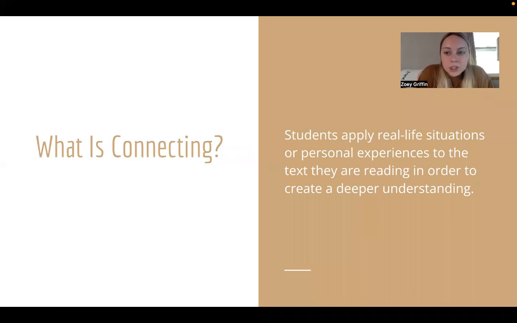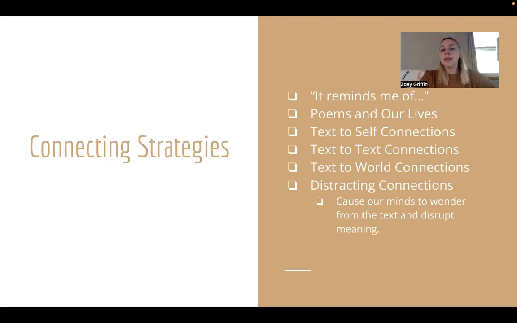This is just to create a deeper understanding of a subject or a topic, and it's going to help the students really comprehend their reading and understand it to the fullest. These are some connecting strategies that are commonly used in the classroom. There were a few more in the article, but I chose to include the most important ones and things that I have actually seen in action and how common these ones are.